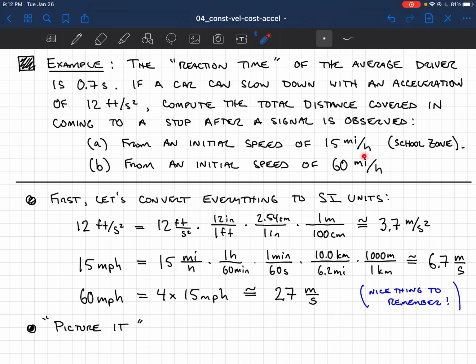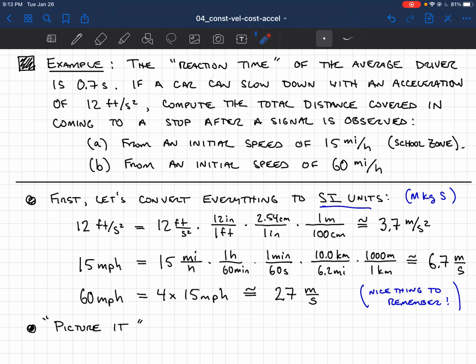This stuff was given to us in units that are not SI, not standard units. So I just converted everything to SI units. Remember, SI is meters, kilograms, seconds, MKS. So it turns out that 12 feet per second squared, that's the acceleration, is about 3.5 meters per second squared. 15 miles per hour is 6 or 7 meters per second, and 60 miles per hour is 27.